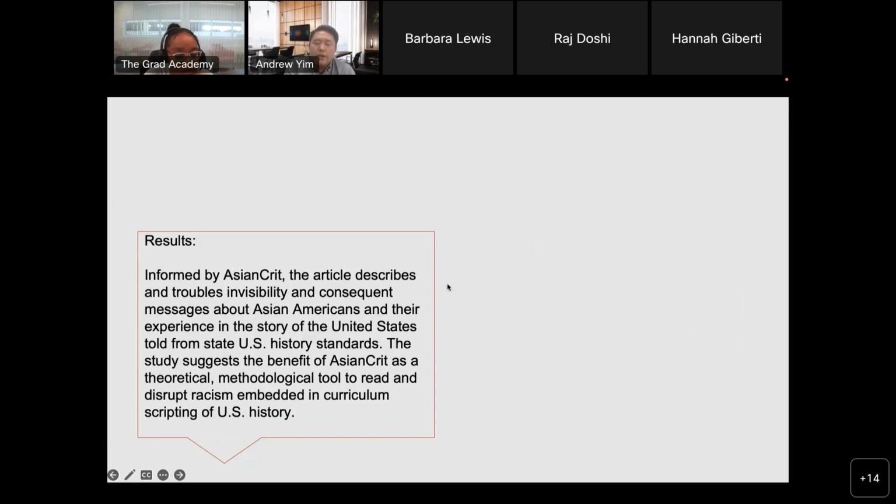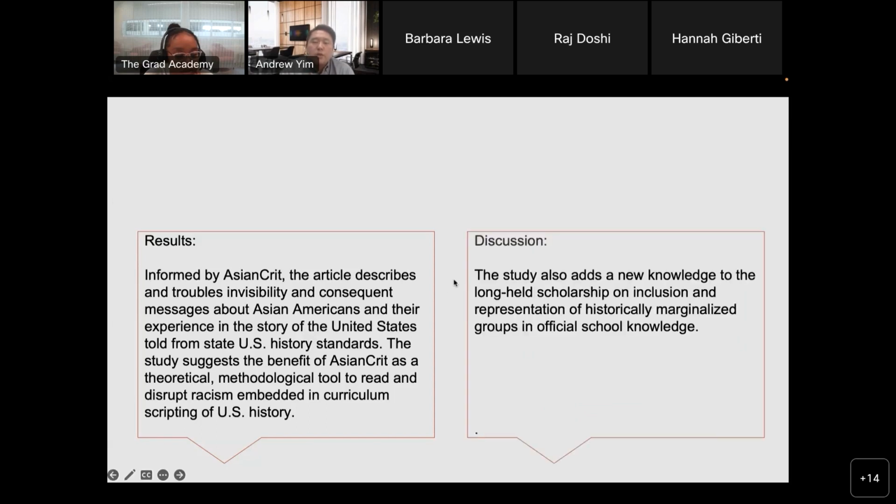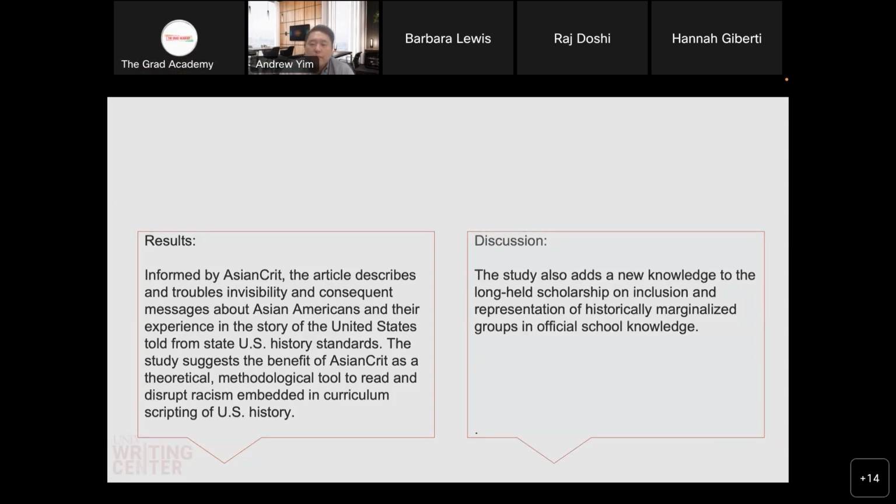And then finally, again with the discussion, they talk about how it adds new knowledge to the long-held scholarship on inclusion and representation of historically marginalized groups in official school knowledge. So this is kind of a future takeaway that the study is going to help expand on critical race theory, or even critical race theory as an overall theme.